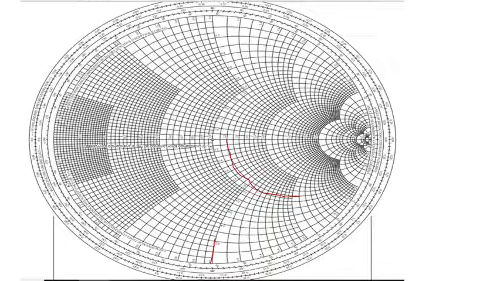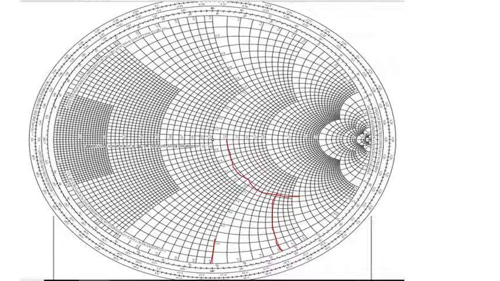And I'm taking ZL given as 60 minus j80 ohm divided by 50 ohm, it becomes 1.2 minus j1.6. So I'm taking minus j1.6. I'm just taking this point to find out the exact setting. So this is the exact setting.